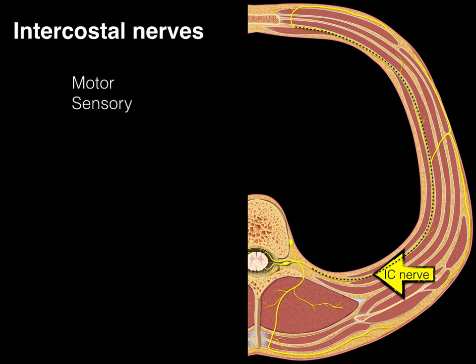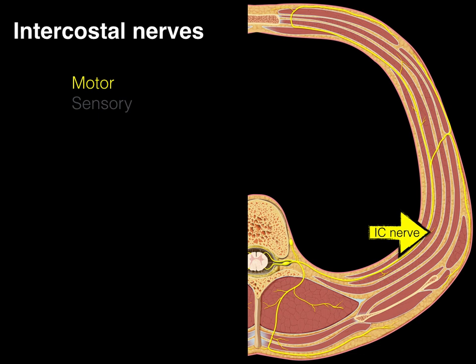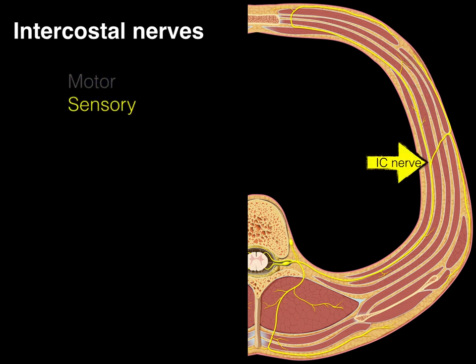Now remember, intercostal nerves have both motor and sensory components. The motor component is going to send off these branches that are going to innervate these intercostal muscles. You see each of these branches going to intercostal muscles, those cute little ones, that's what's innervating those three layers of muscles. Now what about sensory?